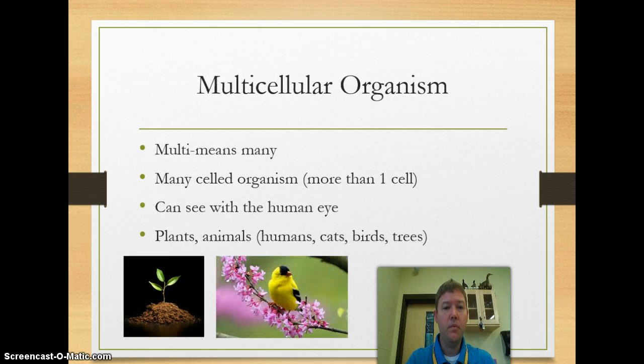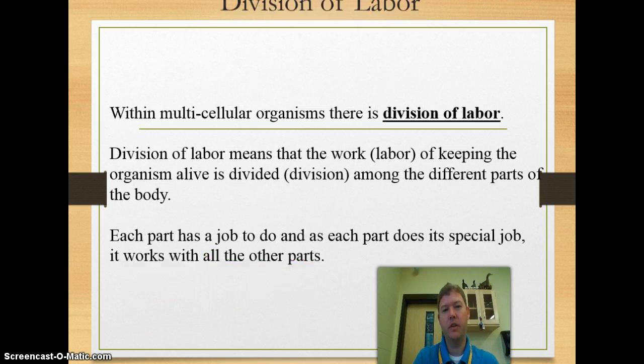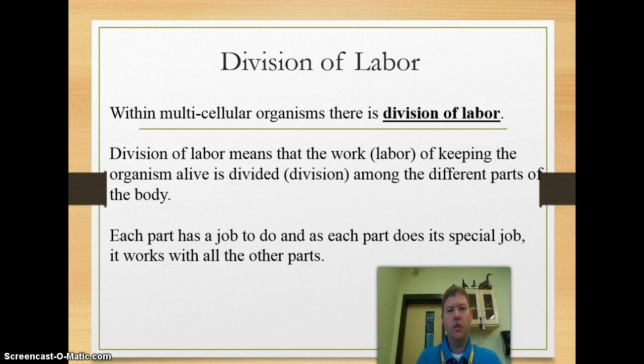The second organism is a multicellular organism. Multi means many. So it's a many-celled organism, which means it has more than one cell that actually makes up this organism. You can see them with the human eye, things like plants and animals. And by animals, I mean humans, cats, birds. So lots of different things here are multicellular organisms, and that's what we're going to focus on in terms of the division of labor. So within a multicellular organism, there is a division of labor.